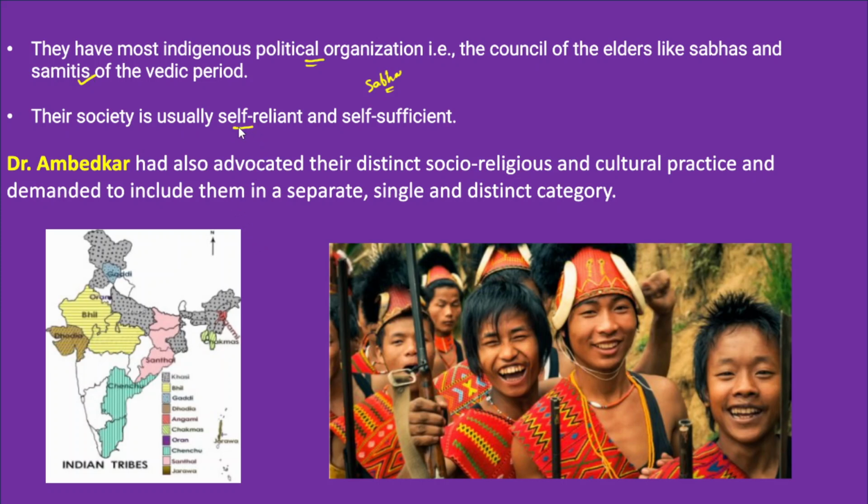Now, the tribal society is mostly self-reliant and self-sufficient, so their needs would be met by themselves only. Even if you look at these tribal communities, they even use the barter system. Barter system doesn't involve modern currency like coins and notes. So all these factors have been making Indian tribals a homogeneous group of people. Despite differences, these things have been making them one single group of people.